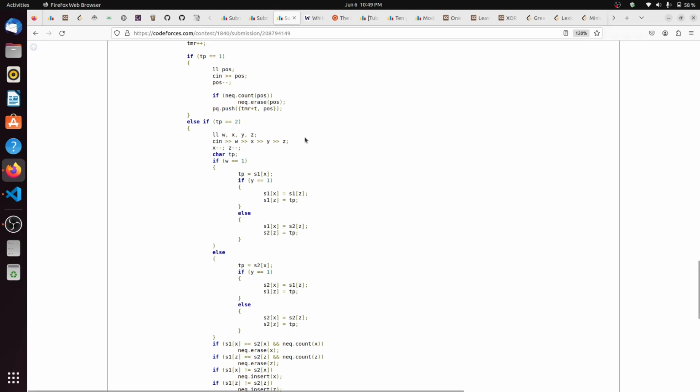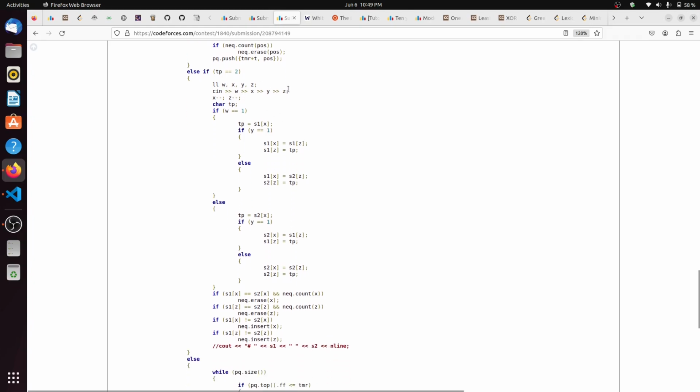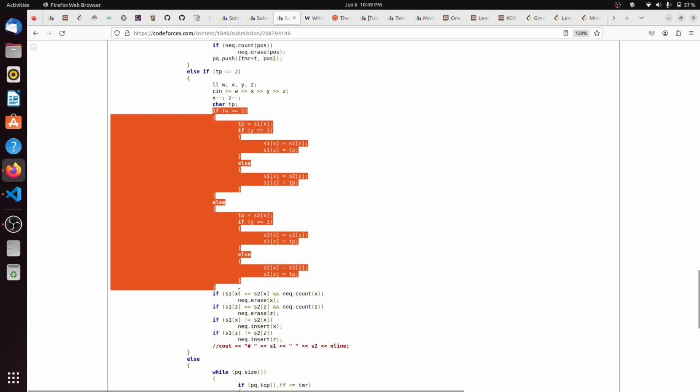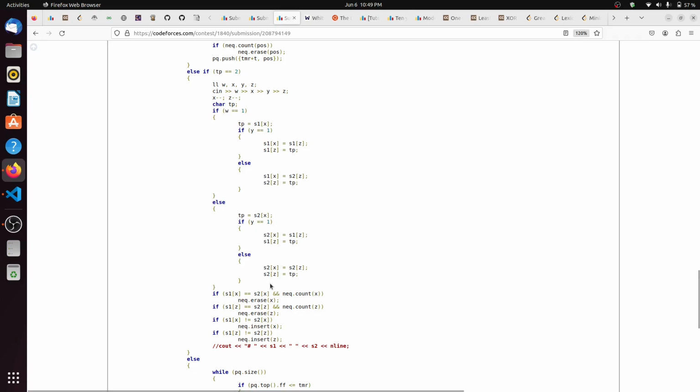I mean, the first type of query. In the second type of query, we basically took 4 inputs as per the inputs given in the problem, and did the same thing for zero indexing. Then I have this temporary character, and accordingly, if w equals 1, which basically means this whole if-else is just to swap the characters as given in the input. That is, whether we have to swap from the same array or a different array, that's what this if-else means.